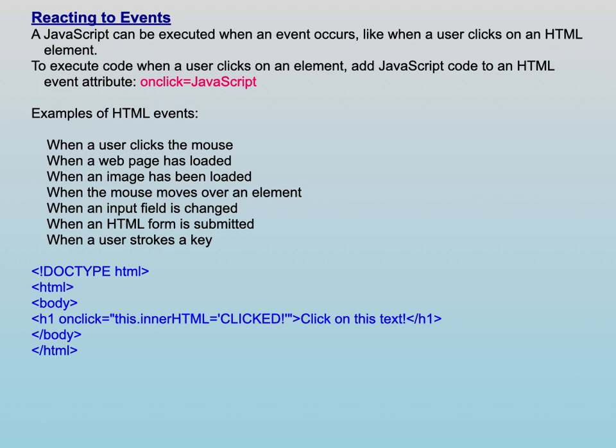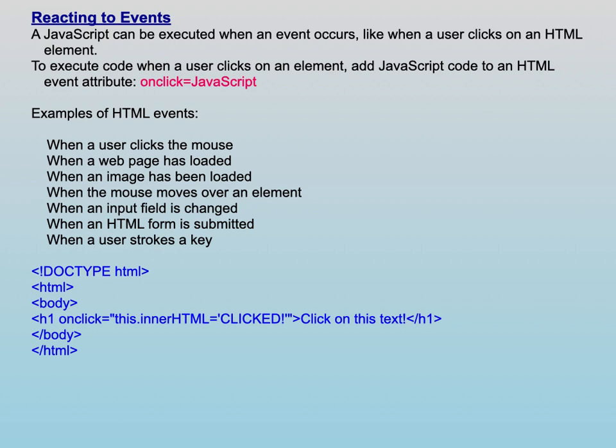So we have different events in HTML. One simple example is onclick. So that is assigned a JavaScript code. For example, we can create functions and define the function name as the value for the onclick event. Examples of HTML events are when a user clicks the mouse, when a web page has loaded completely, when an image has been loaded completely, when the mouse moves over an element, when an input field is changed, when an HTML form is submitted, when a user strokes a key.